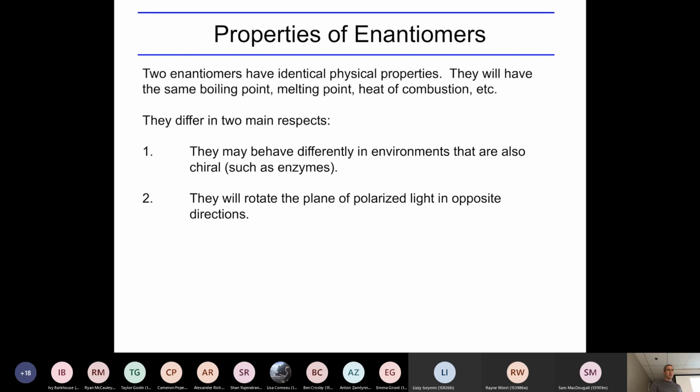So 2 things that make enantiomers different from one another. One is how they behave in environments that are also chiral, like enzymes or any other sort of biological receptors, right? They often can have very different effects on the body.